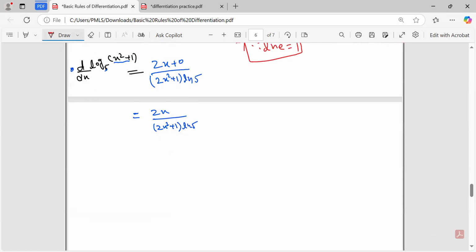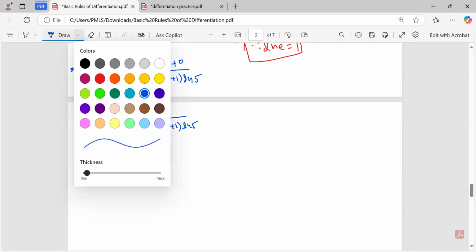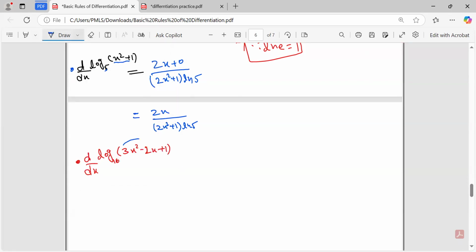In the same way, if we need to take the derivative of log base 10 of, for example, any function, let's say 3x² minus 2x plus 1. So again, what is f of x here? f of x is this function. So in this case, we take the derivative of f of x in the numerator.